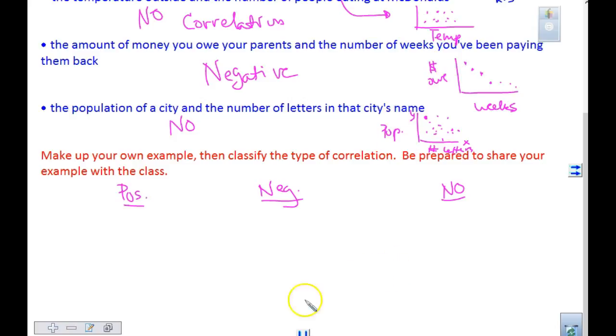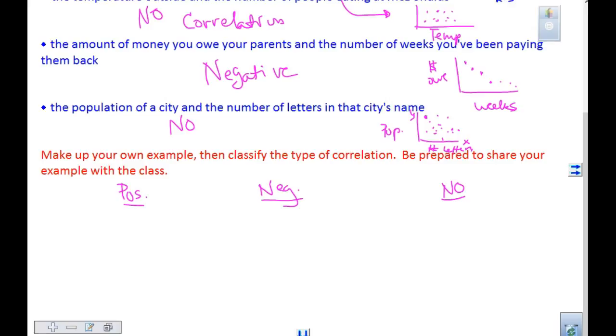Joe. I have a negative one. Negative. How long the wall is and how many bricks Trump has left. No, we're not doing that one. Okay. How about another one? Anyone got any other ones?